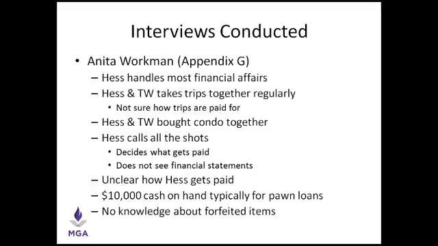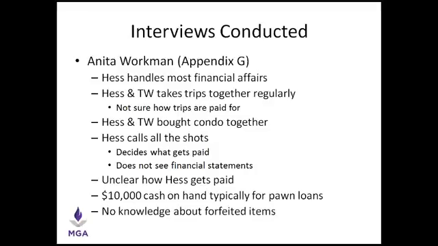The next interview is with Anita Workman. So this is the wife, and she has had her hands in the financial affairs. So there's some real questions about whether she's in cahoots with her husband. But we get a sense from this interview that she has no control, that she just does what she's told, that the outside accountant just tells her what to do, that the outside accountant and the husband take trips together, not sure how the trips are paid for.